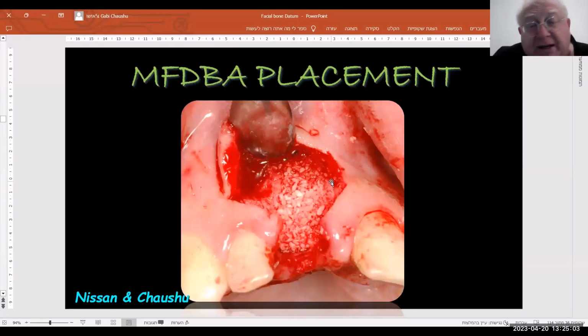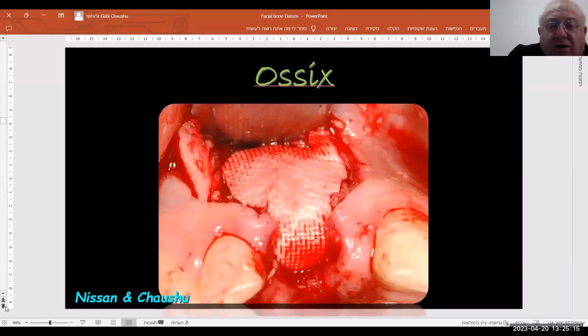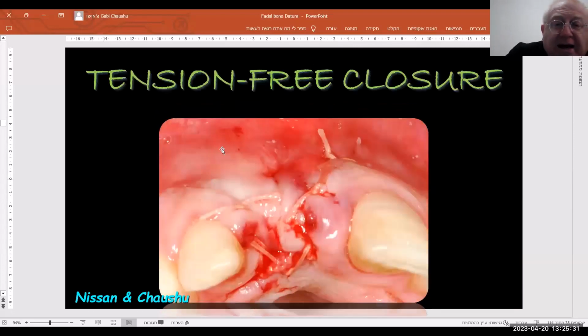What we're using in most of the cases is mineralized freeze-dried bone allograft. We fill this containing defect with mineralized freeze-dried bone allograft, and we always cover it with O6 because O6 will allow us to maintain the bone volume, increase our new bone formation, and increase our ossification. And of course, you need to do a tension-free closure because otherwise all the bone graft will be lost.